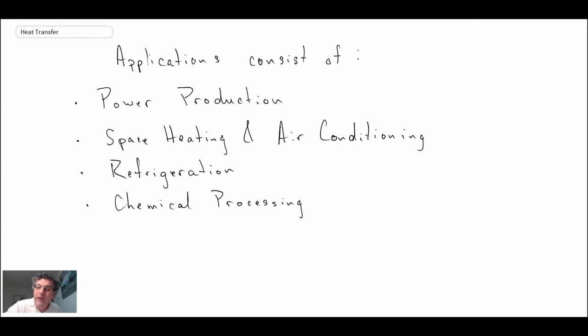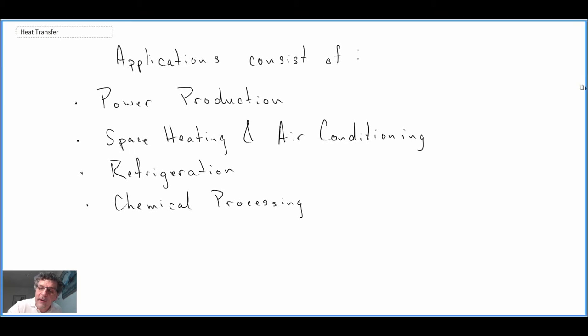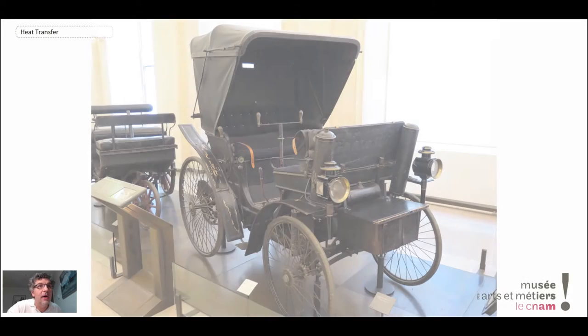So we use heat exchangers in many, many different engineering applications. And what we're going to do now, we're going to take a look at some of those applications, and we'll also take a look at a couple of different designs of heat exchangers as we go through and look at these next set of images and videos. So what we're going to do, we're going to begin with transportation and automotive transportation.